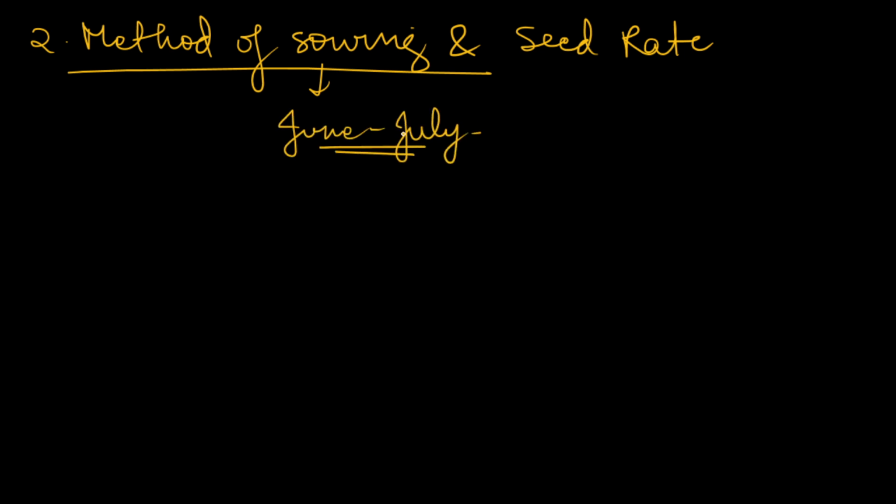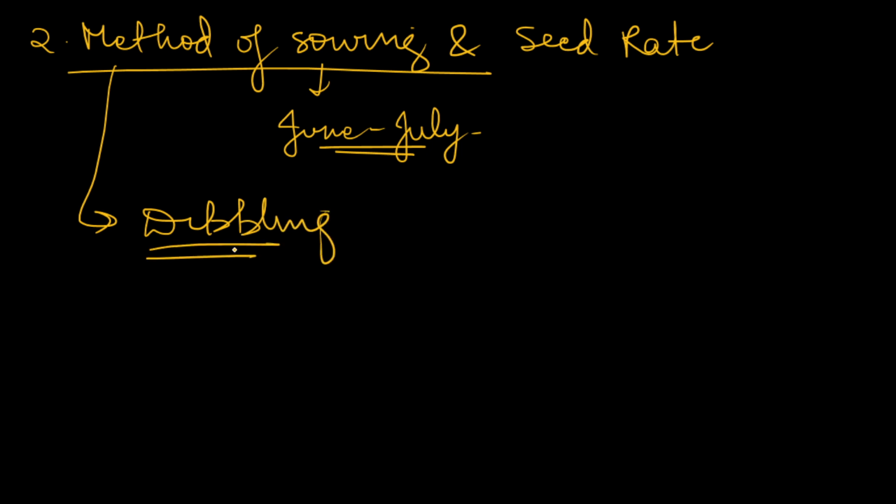Sowing time is around June July, so that by the time the ball opening stage comes, the monsoon has gone and the climate has started to dry up. That is why we sow during June and July, because growth needs a good amount of water or moisture in cotton crops. Now when it comes to methods of sowing, you can use the dibbling method.